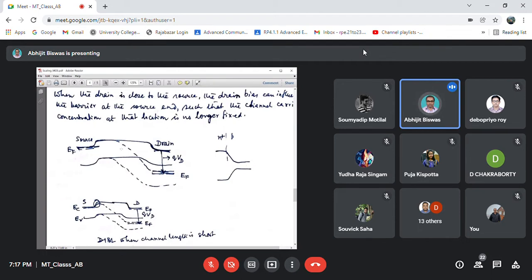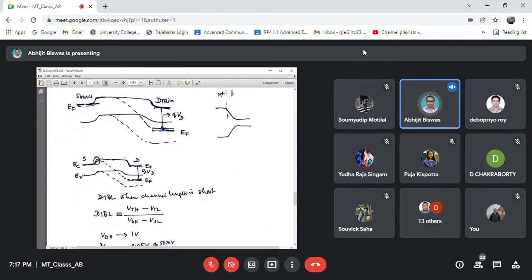But if we see the source channel junction, this barrier height at the source channel junction is not affected, because this dotted line comes in the downward direction somewhere in between the channel. It does not affect the source channel barrier height in the case of a long channel device. But if we consider this figure at the bottom, where the channel length is very short, here you can easily observe that this dotted line starts from the source channel junction itself.